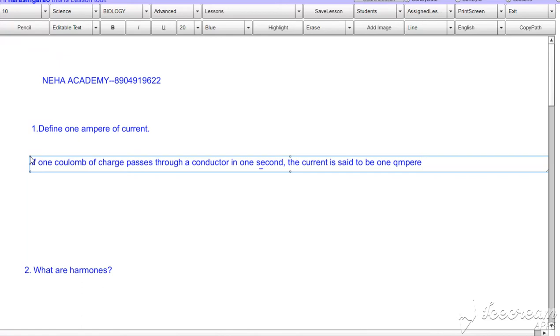See, 1 ampere is a unit of current actually. When some questions may ask what is the unit of current, it's ampere. But when they ask what is 1 ampere or define 1 ampere of current, you can't say it is a unit of current. You have to define. You have to give the answer like this: if 1 coulomb of charge passes through a conductor in 1 second, the current is said to be 1 ampere. Very good. So it is easy to understand.